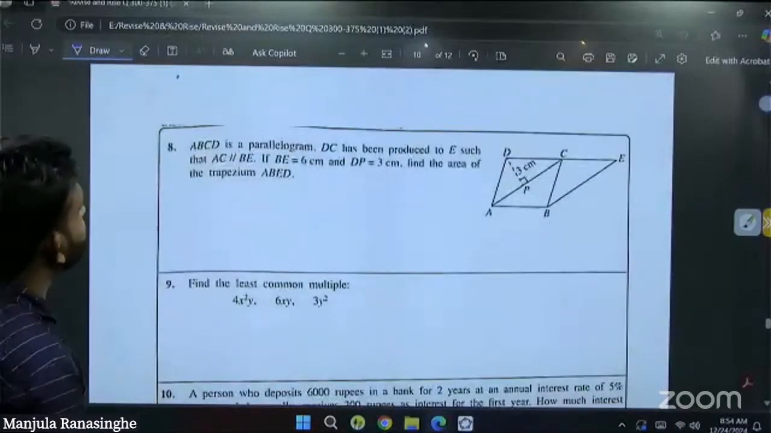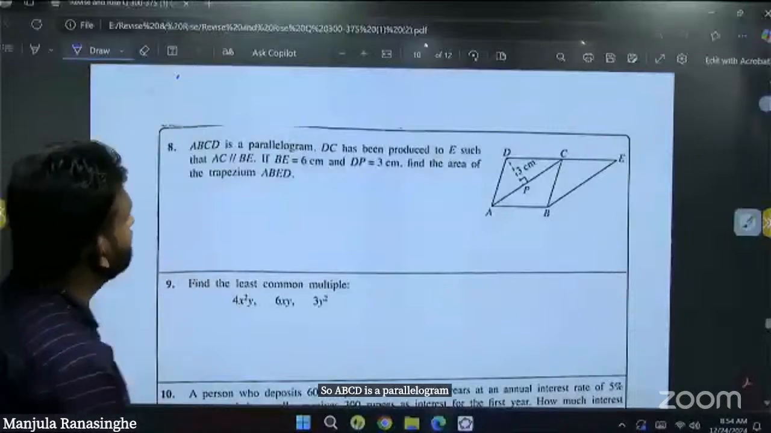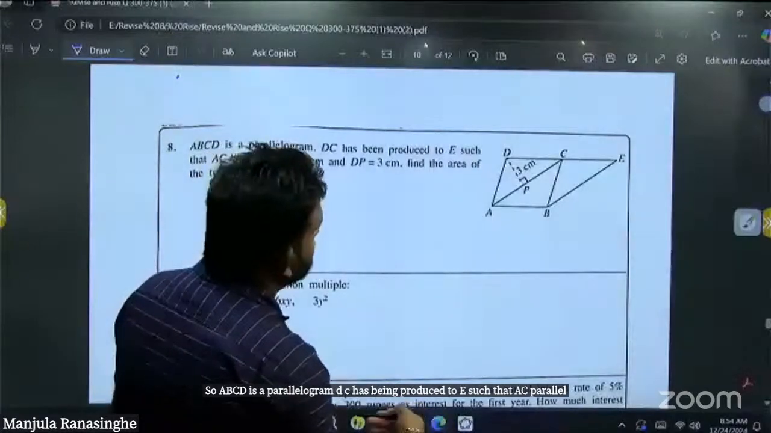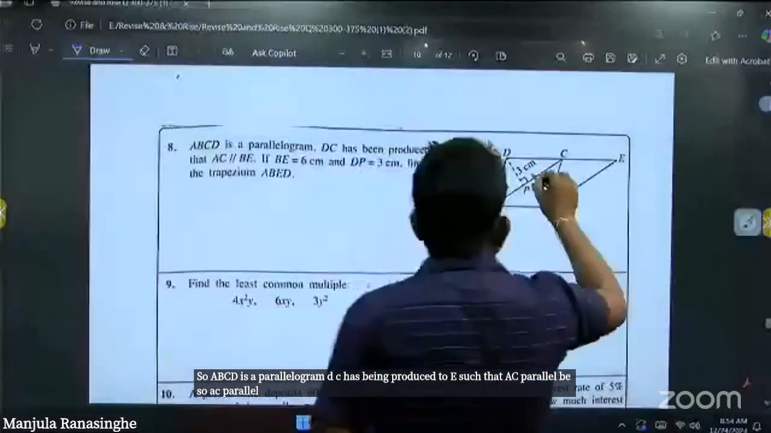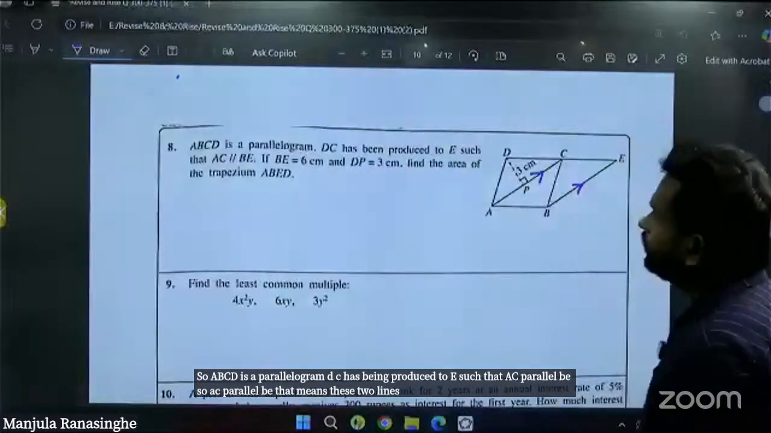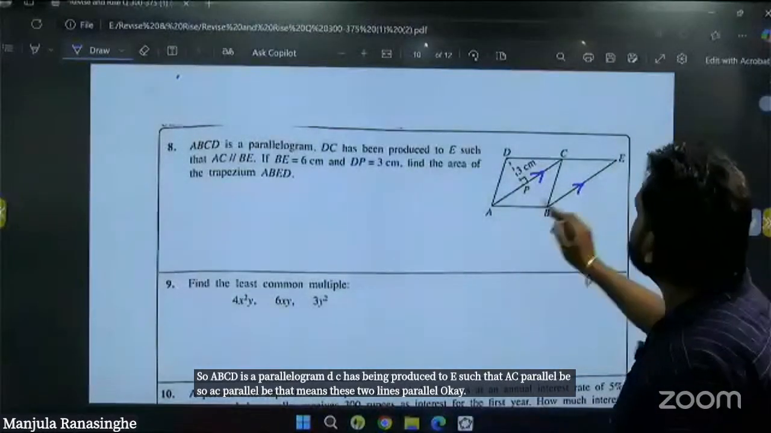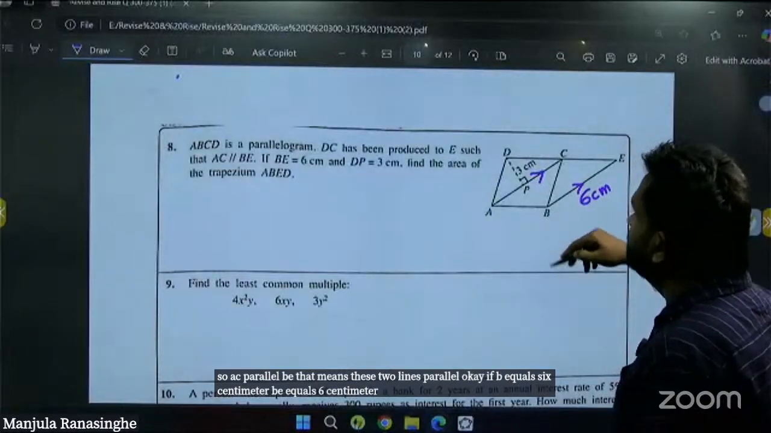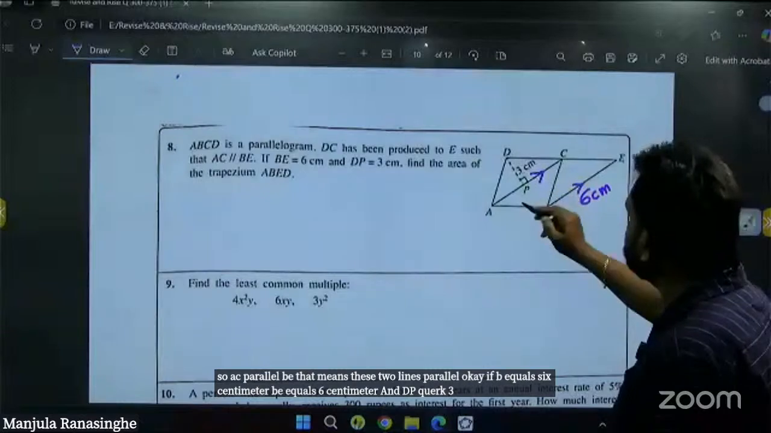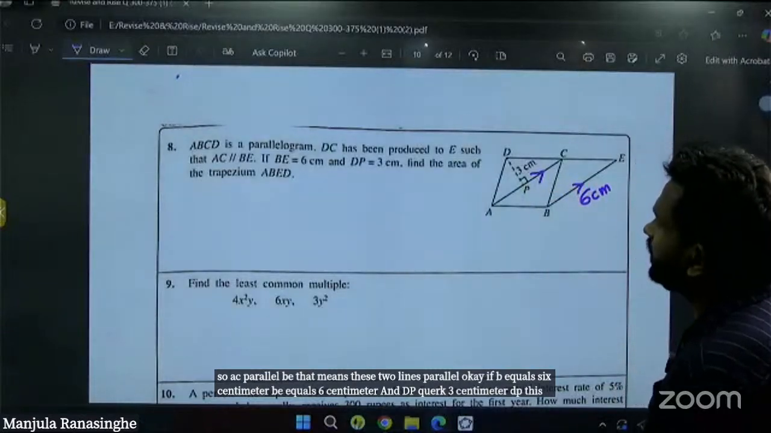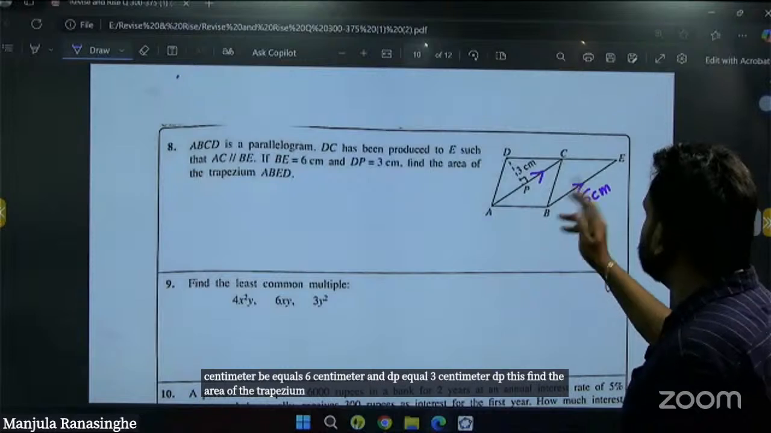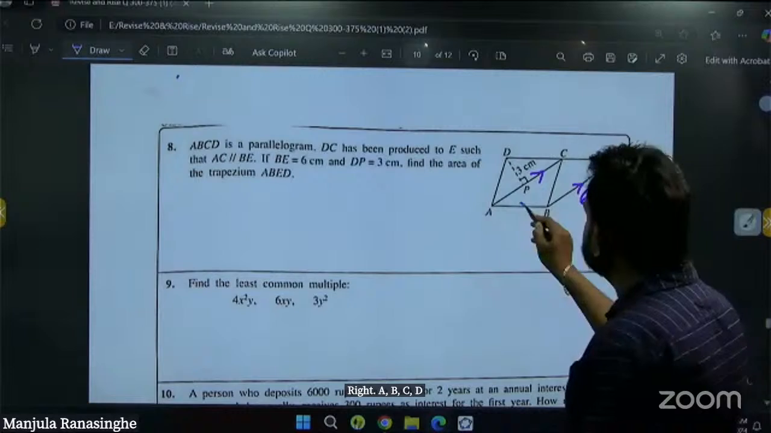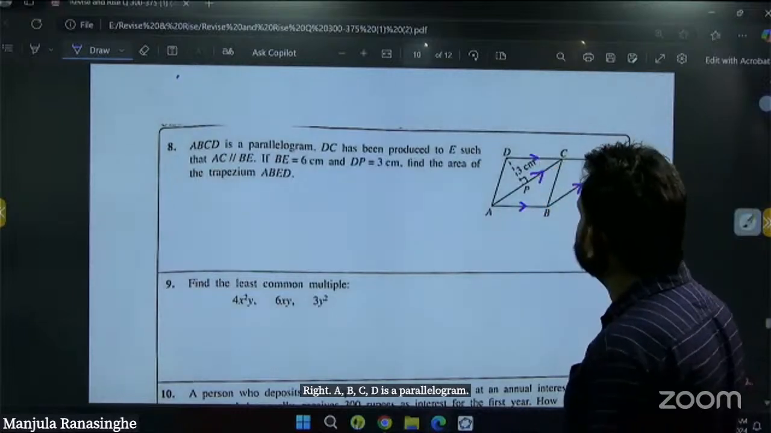So ABCD is a parallelogram. DC has been produced to E such that AC is parallel to BE. So AC parallel BE, that means these two lines are parallel. If BE equals 6 centimeters and DP equals 3 centimeters, find the area of the trapezium ABED. Right, ABCD is a parallelogram.